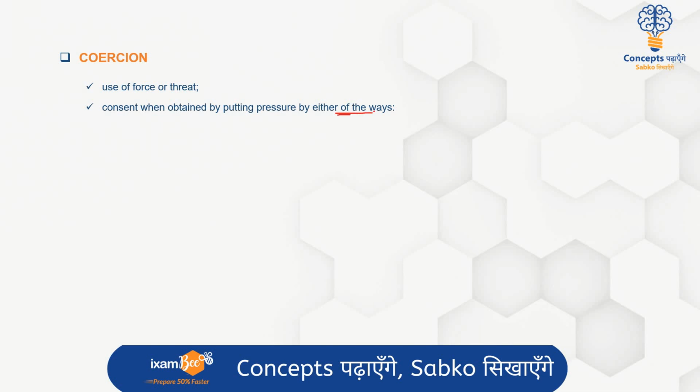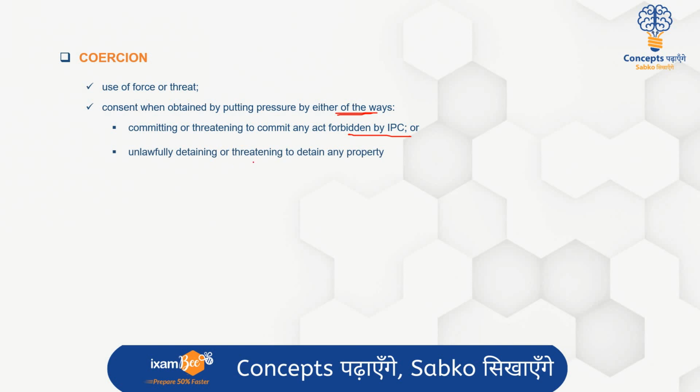So you can see that in these two ways there could be a pressure being put on a person to obtain his consent, either by committing or threatening to commit any act which is forbidden by the Indian Penal Code, or unlawfully detaining or threatening to detain any property.